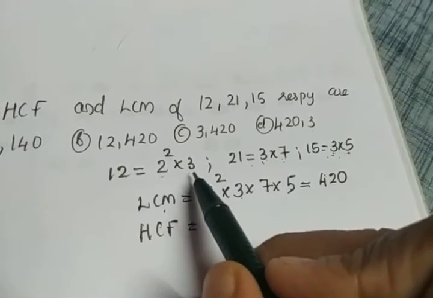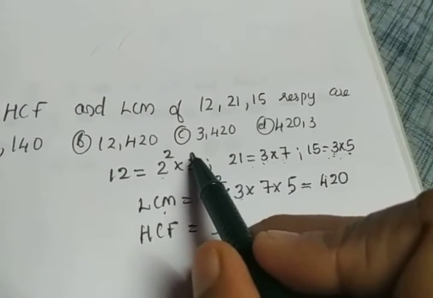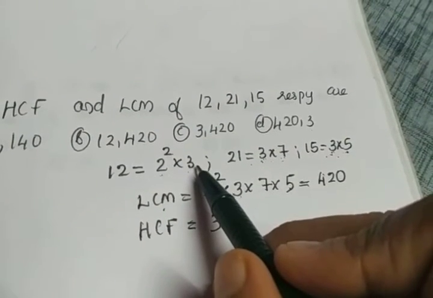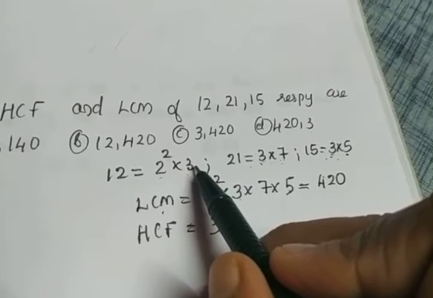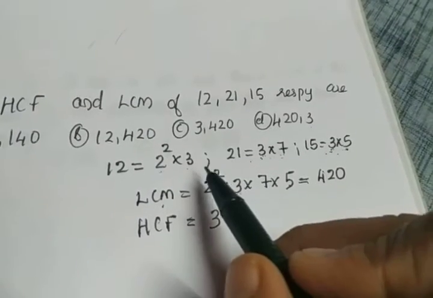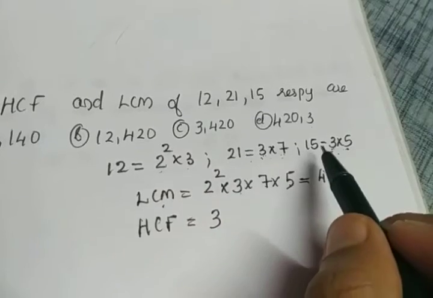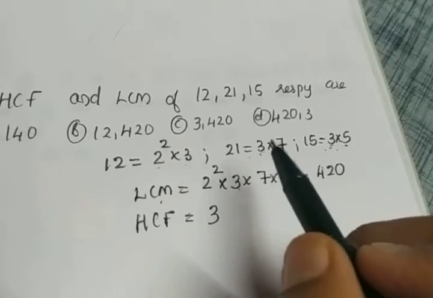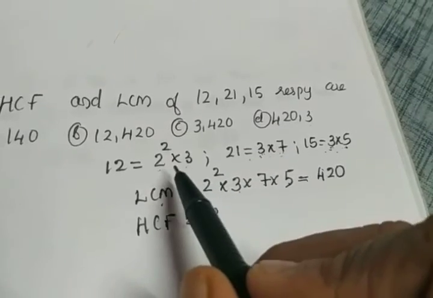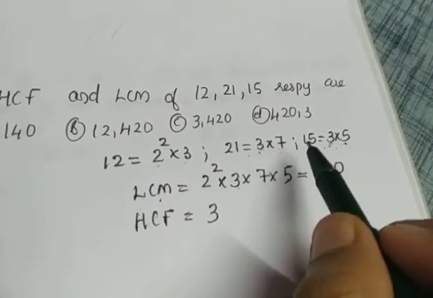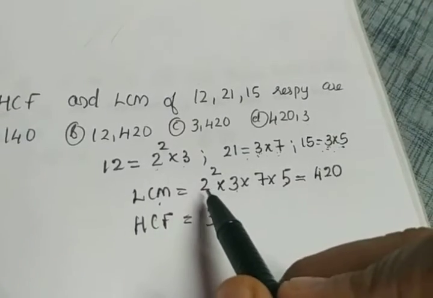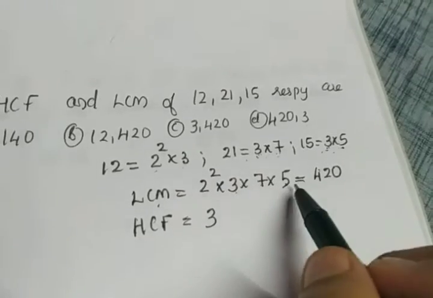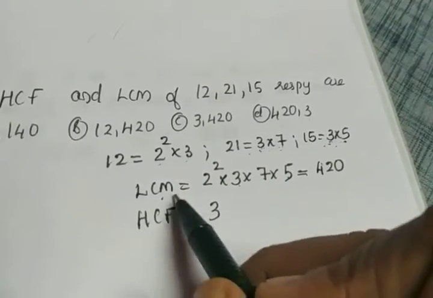Suppose you are getting the power of 3 here as 2, and here let it be 3 raised to 1, and here 3 raised to 1. Then to find the HCF, we have to take the least power of the common factor. And to find the LCM, we will take the highest power of each and every prime factor. We are not bothered whether it is common for all the terms or not. If it is common, we take the highest power; otherwise, we take the number. So here we are getting HCF as 3 and LCM as 420.